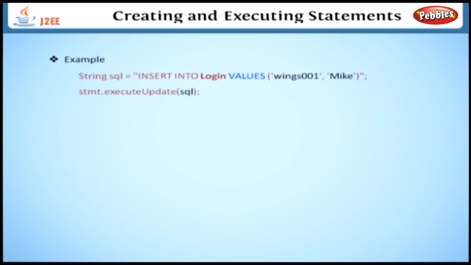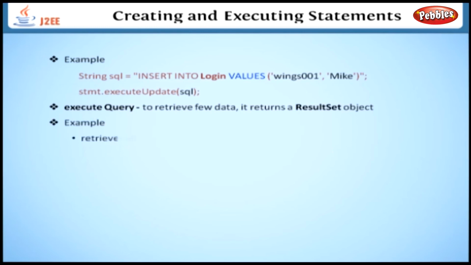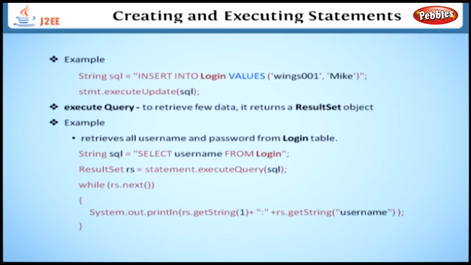The second method, i.e. executeQuery, is used when we want to retrieve some data, so it returns a ResultSet object. We will discuss more about ResultSet in the upcoming lessons. Now let's look at an example that retrieves all usernames and passwords from the login table. This query will return the username and password that exist in the table. The result was stored in the rs object of ResultSet.